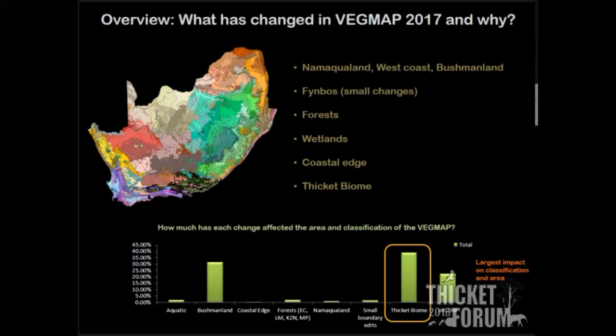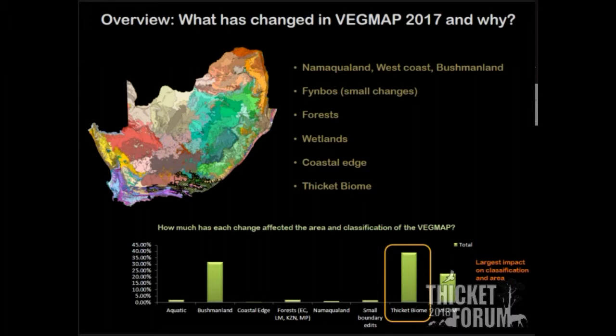And those were mostly changes in the boundaries of those vegetation types. We had just two new vegetation types added. Then we had the fynbos, which was just small boundary edits again, and there was a little bit of edge matching that we had to do. So that's been fixed in the 2017 version.